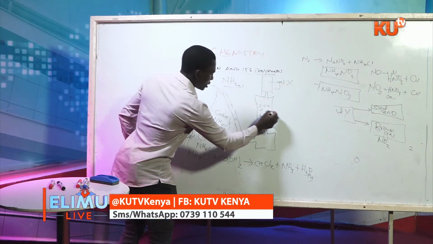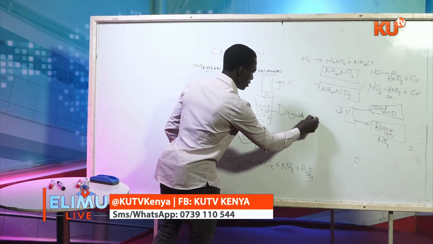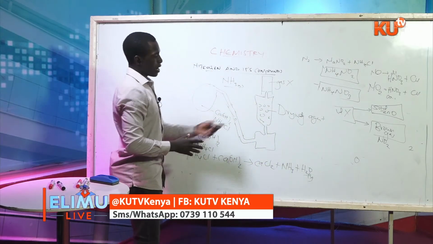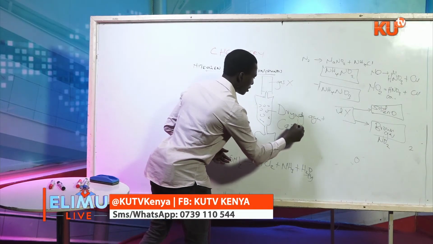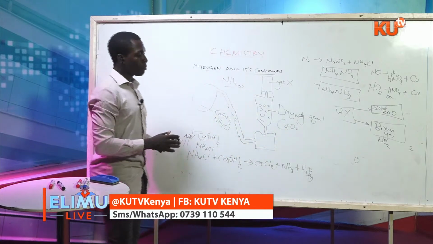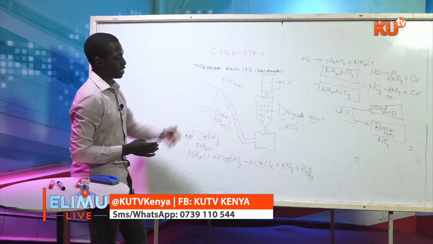Also, this one is a drying agent, because you want to obtain ammonia when dry. And the preferred drying agent here is calcium oxide. This is calcium oxide, which you call quicklime. So quicklime, which is calcium oxide, is the most preferred drying agent used in this experiment.